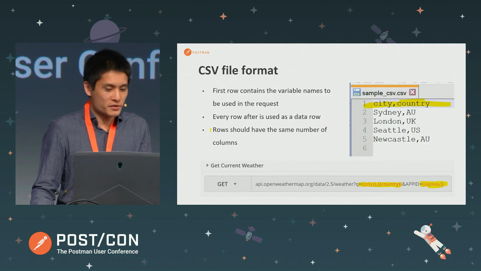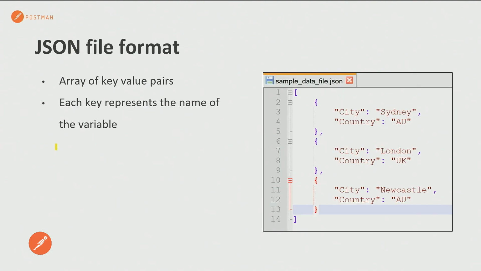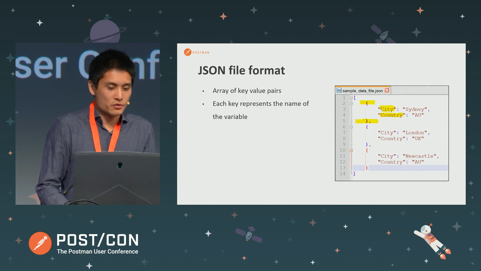All of your rows in the CSV file should have the same number of columns as well. So that's the CSV format. You can also use the JSON format. So you have an array of key value pairs, each key representing the name of a variable, so city and country, and the values, and each object in that array is a separate iteration when you run the collection. So that's using your data files.